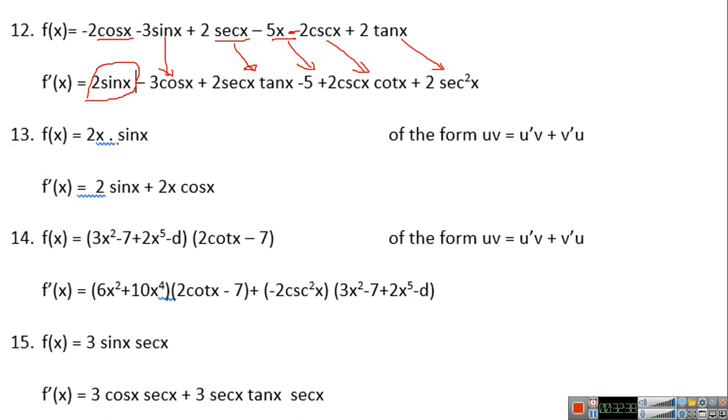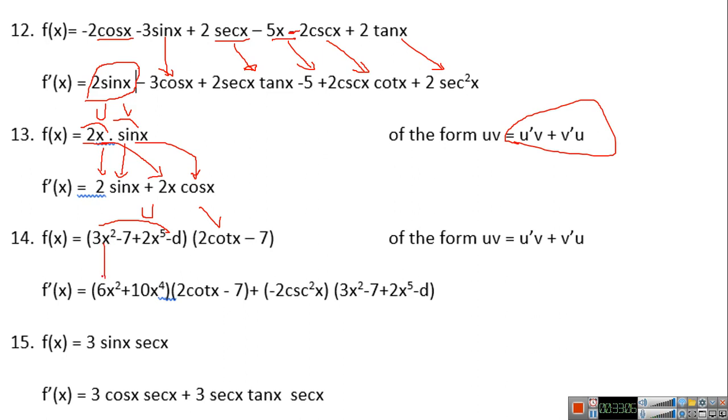Now I have 2x times sine x. Now I'm going to ask of which form. This is of the form u times v. So derivative will be u prime v plus v prime u. Let us do it directly. Derivative of 2x is 2 times sine x as it is. Derivative of sine x is cosine x times 2x as it is. Here it's of the form u times v. So we're going to do the derivative here.